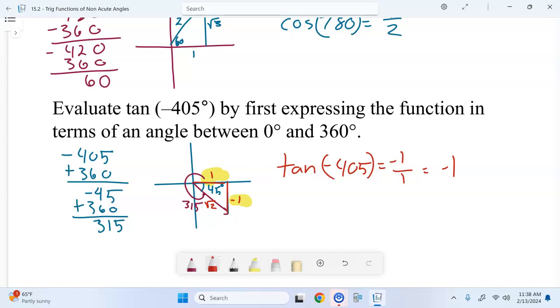Okay? Questions, comments, concerns, queries, conundrums. So 315 degrees is in quadrant 4. In quadrant 4, so our reference angle is that 45 degrees going up, and then so the triangle.